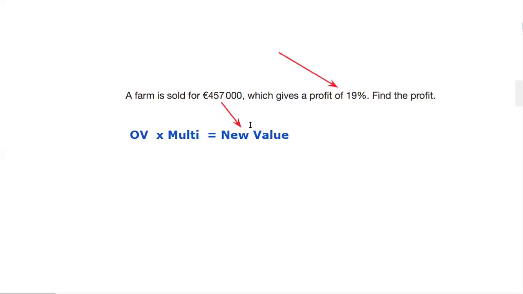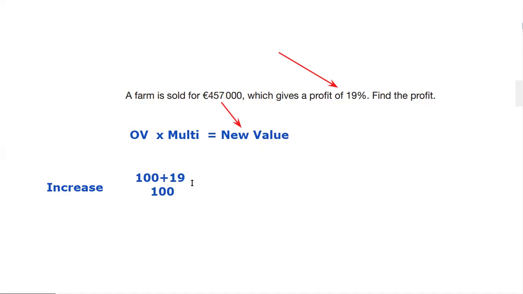Now, first, let's find the multiplier. As we said, the multiplier here, profit means increase. So find the increase multiplier. As we said, we add to 100 and divide by 100. So it's going to be 100 plus 19 divided by 100.